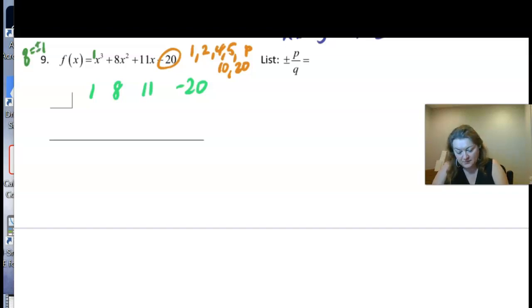Okay, so our possible P over Q's is going to be 1 over 1, 2 over 1, 4 over 1. It's going to be the same as our original P values. So I've got 1, 2, 4, 5, 10, and 20 to try, and pluses or minuses for all of them.